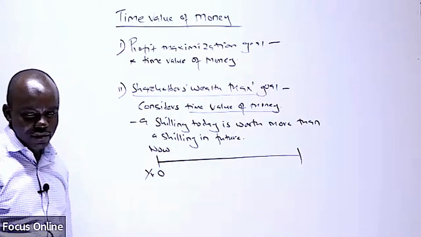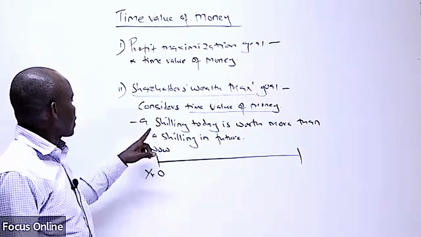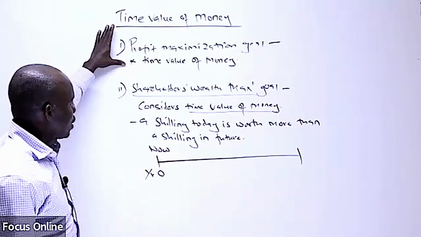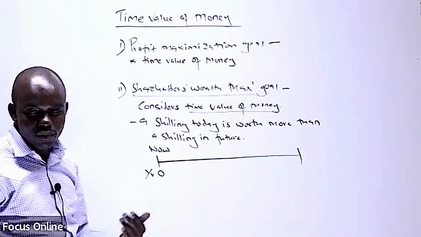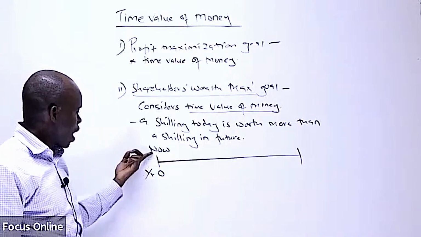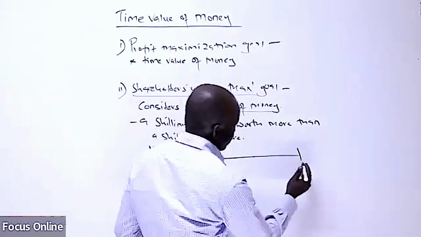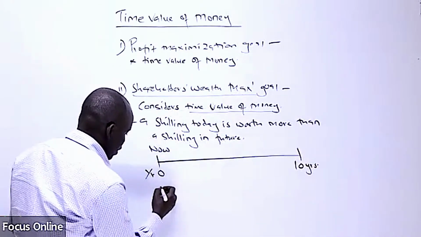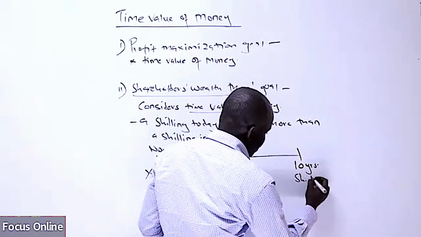We are recording, so now we have missed something, but no problem. So maybe just a recap. We have said time value of money is the fact that over time the value of money changes. The value of money does not remain the same. Assuming here that this is year 0 today, and we have 10 years to come. We have 1 million shillings today, and here we have 1 million shillings.